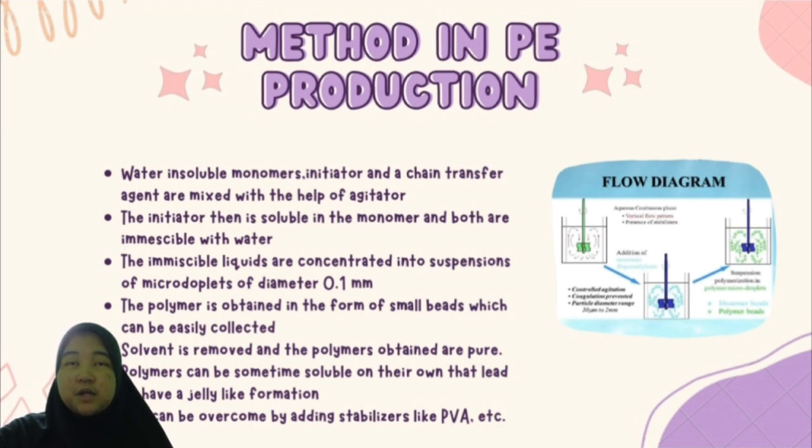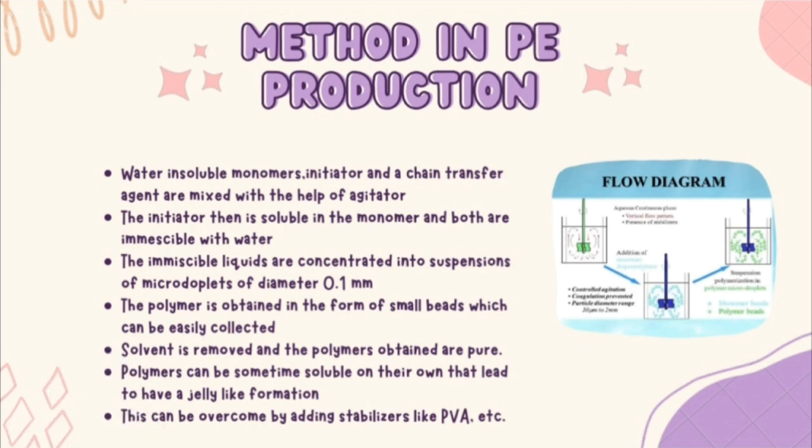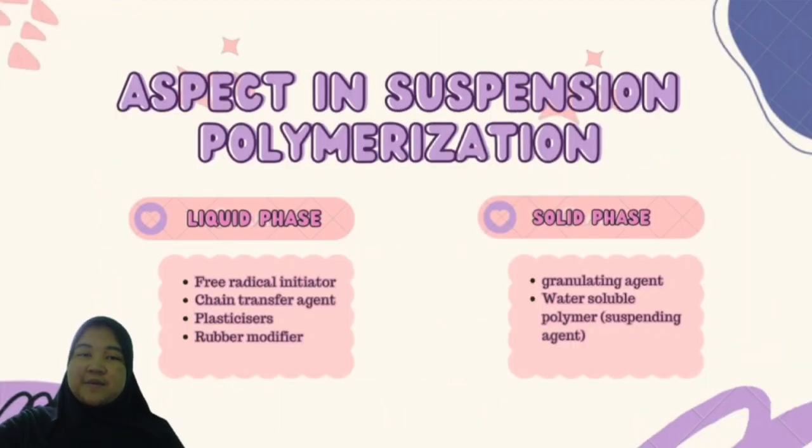Polymers can sometimes be soluble on their own, which leads to a jelly-like formation. Lastly, it can be overcome by adding stabilizers like PVA and attrition. Aspects in suspension polymerization: there are two categories. First one, liquid phase. The liquid phase contains free radical initiator, chain transfer agent, plasticizers, and rubber modifier. Second one, solid phase. The solid phase contains granulating agent and water-soluble polymer, also known as suspending agent.